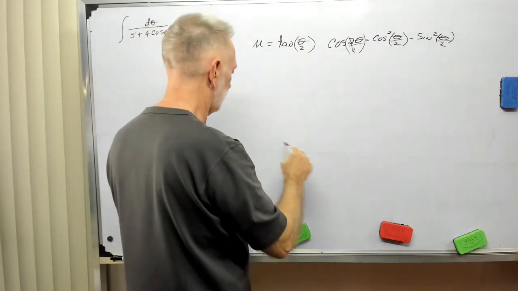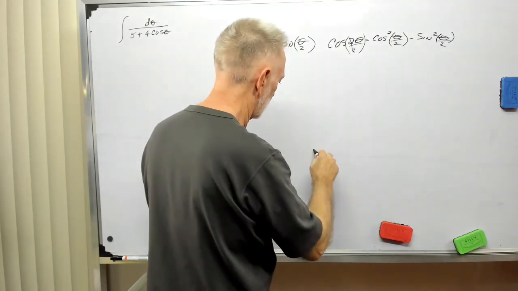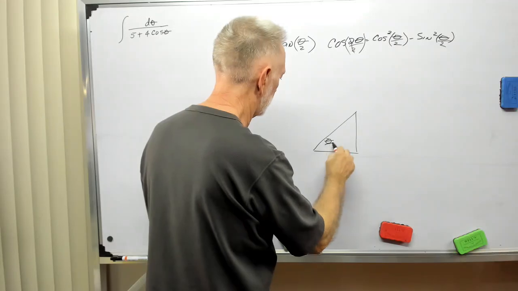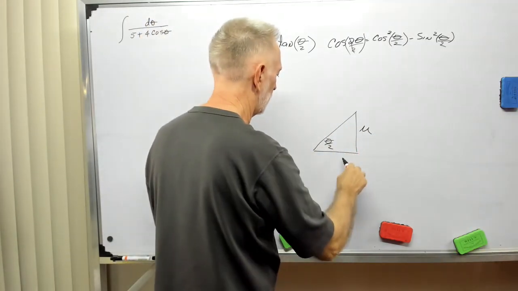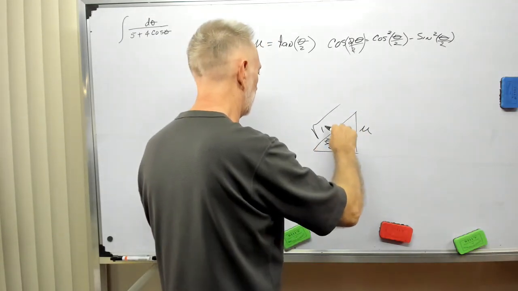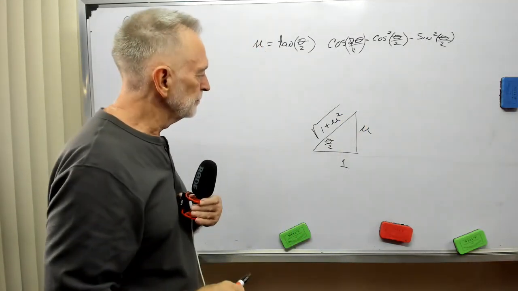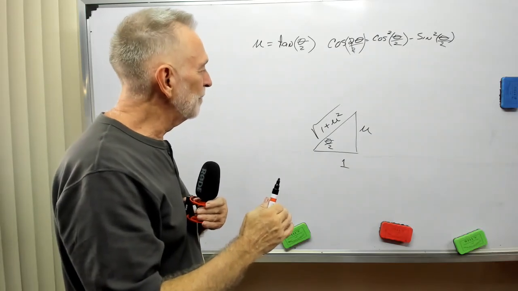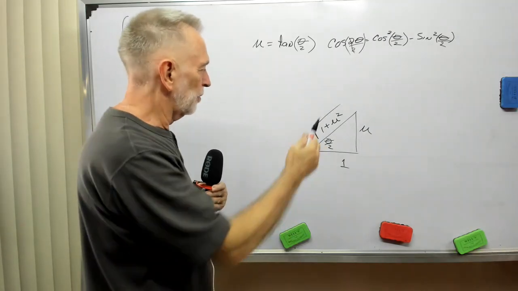So now I have this triangle. I'll put it down here. Theta over 2, and it's what? u over 1. So that means the hypotenuse is the square root of 1 squared plus u squared. So I'm feeling good now. Okay, but I need to get cosine theta in terms of u.